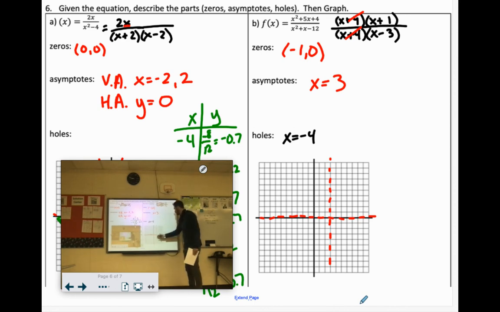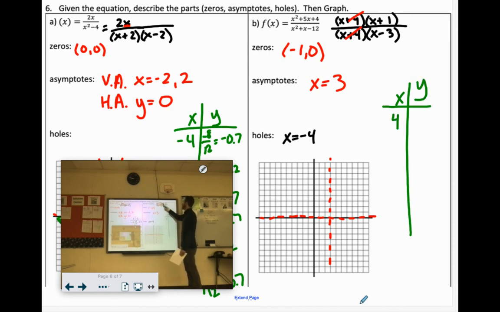But if we were to choose like maybe four to substitute in, four plus one is five, four minus three is one, five over one is five. So we have a point at 4, 5. If we were to choose five, five plus one is six, five minus three is two, six over two is three, so 5, 3. This would give us our curve on the right here.